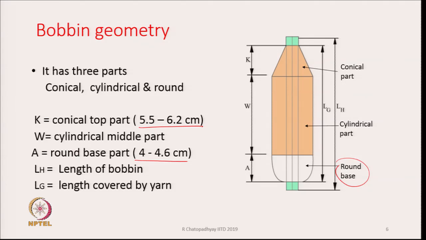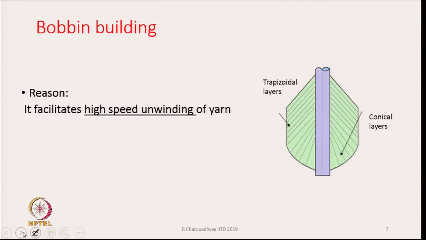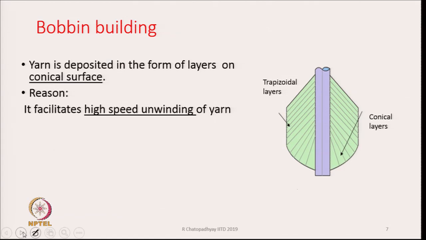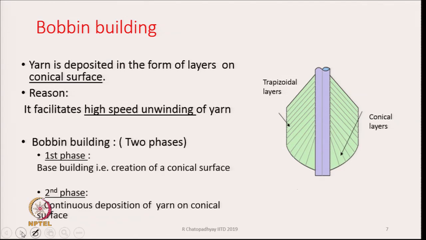So, these are some typical values. K is going to be between 5.5 to 6.2 centimeter, and A is going to be 4.4 to 4.6 centimeter. Now, we are coming to the bobbin building, how the yarn is laid on the bobbin.